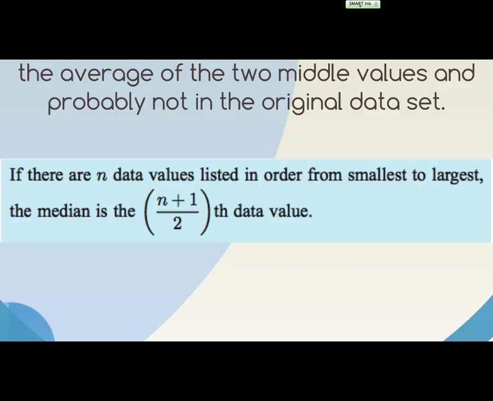But let's say we have an even number, like let's say I had 20 values in my list. Well, 20 plus 1 is 21. 21 divided by 2 is 10.5. So that means that the median is between the 10th and 11th numbers, so I just add those two numbers up and divide by 2. So I thought it was a little quicker than the cross out method.